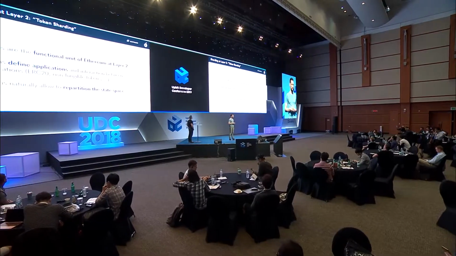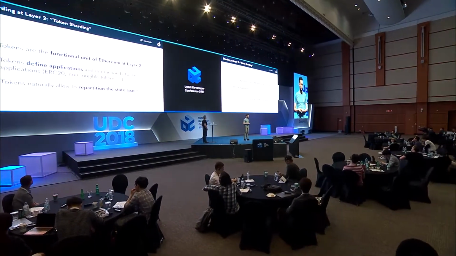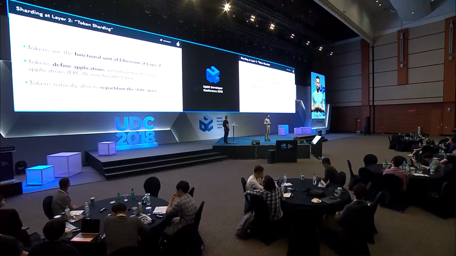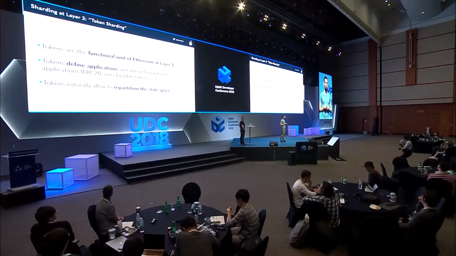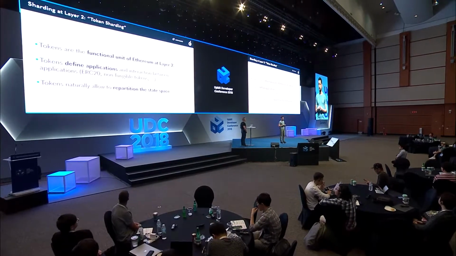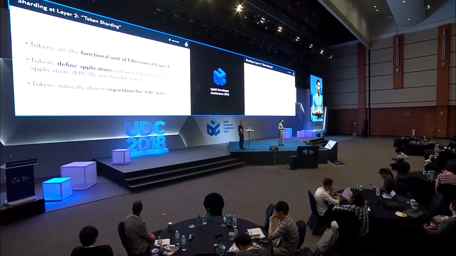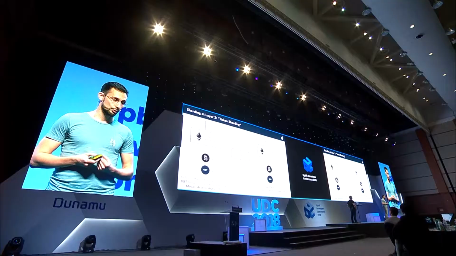And so why tokens? If we look at how Ethereum has evolved, then de facto the functional unit of Ethereum today is a token. Tokens define applications, and to a large extent, they even define the interaction between applications. And what is very nice is that tokens give you a natural way to repartition the state space of Ethereum. So sharding at layer 2, we call it token sharding.